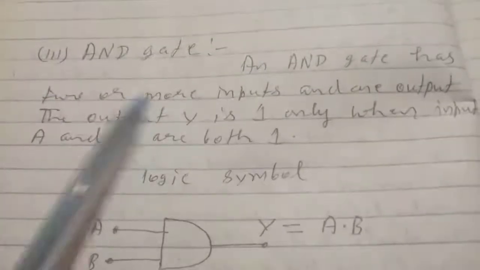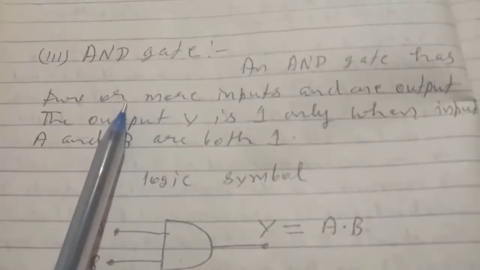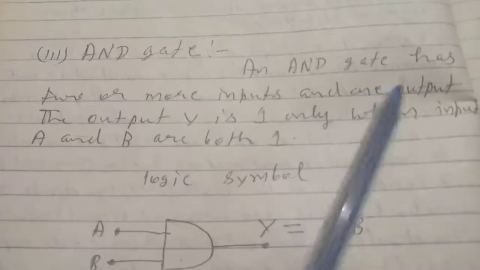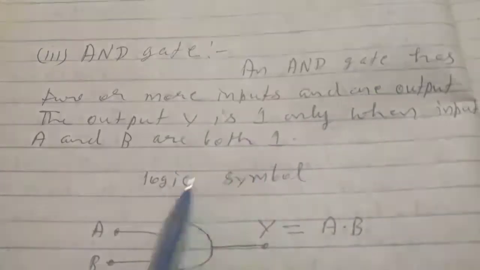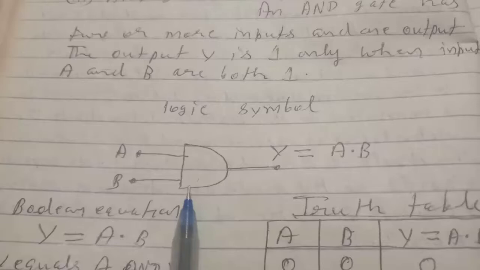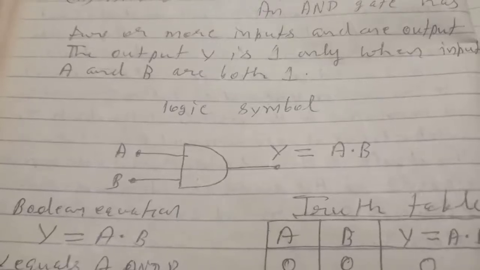AND gate. An AND gate has two or more inputs and one output. The output Y is 1 only when input A and B are both 1. The logic symbol for the AND gate is shown in the figure. This is the logic symbol for the AND gate.